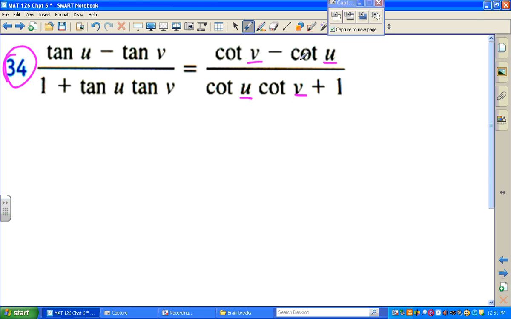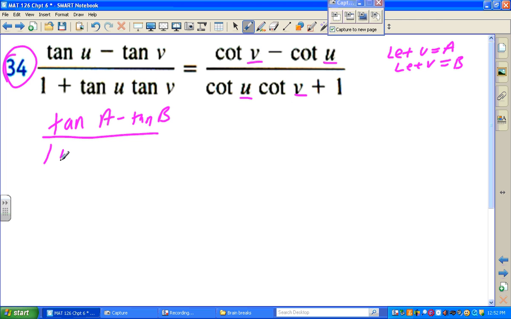So now you can't do the old lets. If you want to get fancy, if you want to see the future, you would let U equal A and you let V equal B. That will be the future of your note card eventually. You will see that next week. So the problem will look like tangent A minus tangent B all over 1 plus tangent A. You don't have to do this.